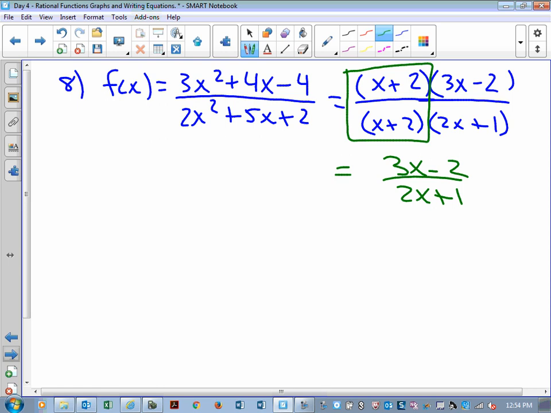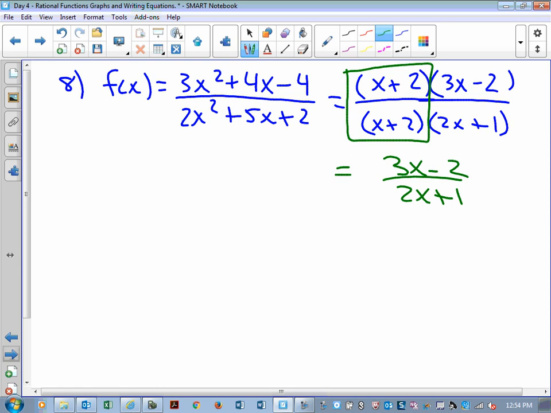Now, we are not testing vocabulary in Algebra 2. In pre-calculus, yes. We just removed this, didn't we? We canceled it out. And we got this. That is a hole right there. We just had a hole.